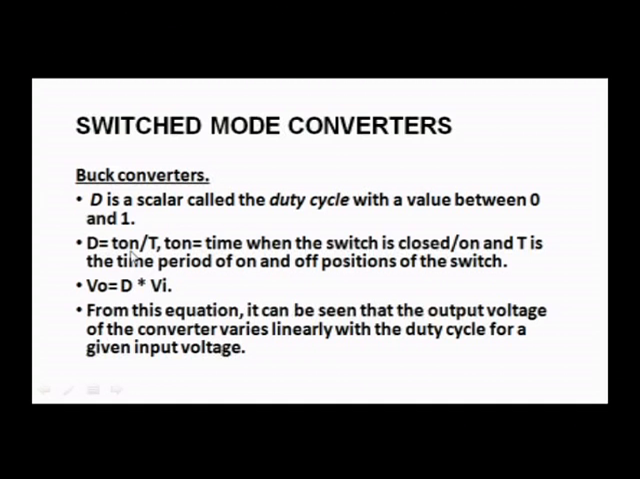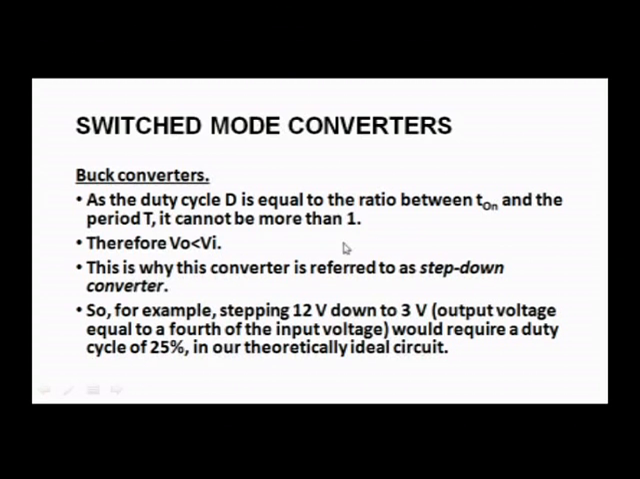So, in seconds, if I say for a period of 1 microsecond I keep the switch on for a few microseconds, then a few microseconds by 1 means it is a small value only. That is why the output voltage of the converter varies linearly with the duty cycle. So, there is a linear graph between output and input, and duty cycle is always less than 1, it cannot be more than 1. That is why V naught is always less than Vi, and that is why this converter is always referred to as a step down converter or buck converter.